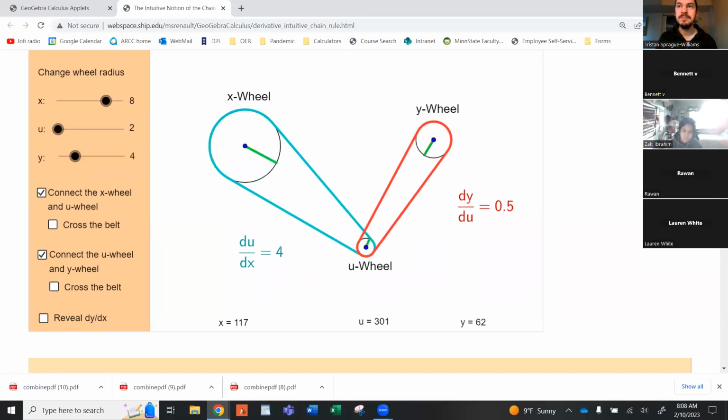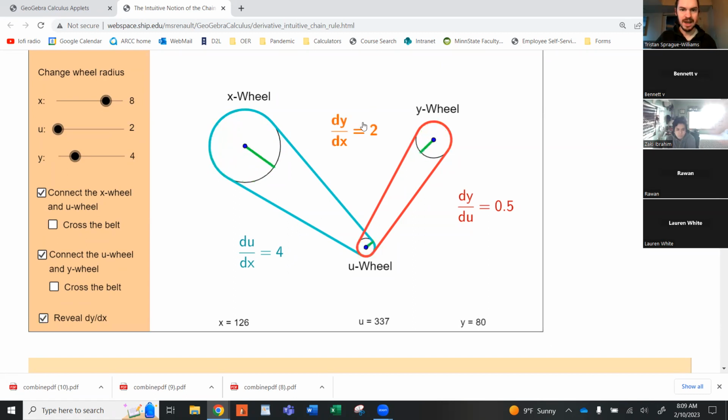Can you tell by looking? Yeah. It appears to be about 2. 1, 2. They're actually quite nicely aligned. 1, 2. They both kind of reach about 12 o'clock on the wheel at about the same time, but it takes the y wheel twice as long, or it takes the x wheel twice as long to get there, right? So the y wheel goes around twice for every one time. So then I can click reveal dy over dx, and indeed it is 2.